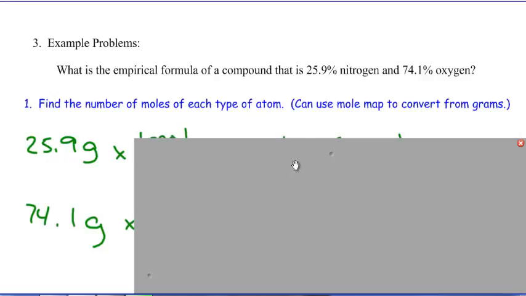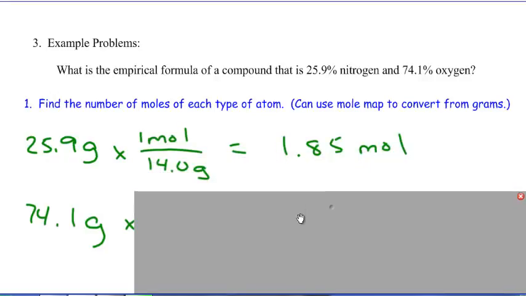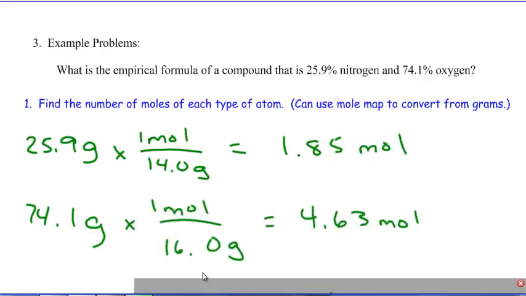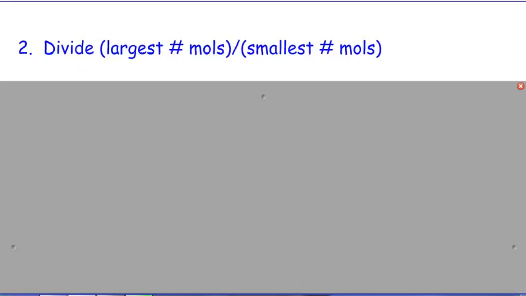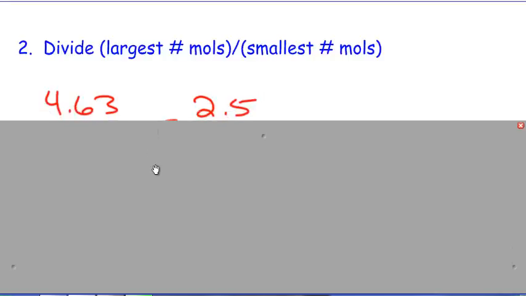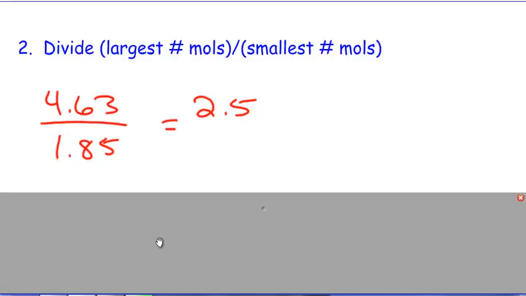Using my mole map, I go from grams to moles. 25.9 grams for nitrogen times 1 mole over the GFM of nitrogen, which is 14.0. Do my division and I end up with 1.85 moles. For oxygen, I'm going to use my GFM of 16.0 grams and end up with 4.63 moles. Moving on to step 2. Take my larger number of moles, 4.63, divided by my smaller number of moles, 1.85. The answer that I get is 2.5.